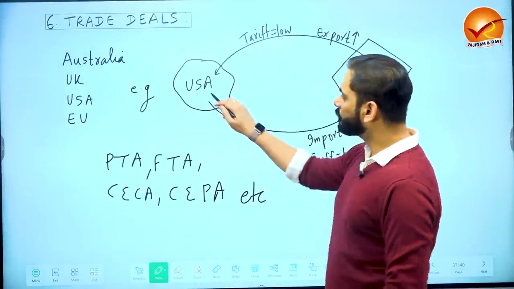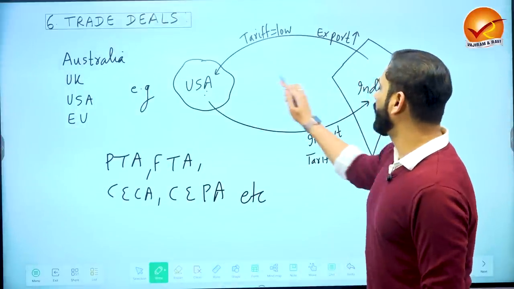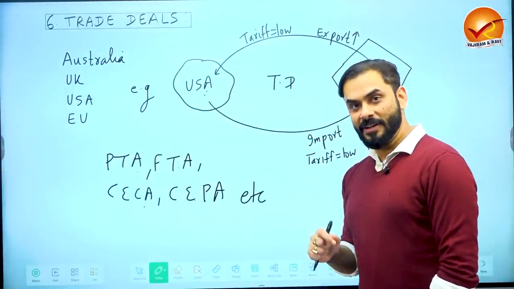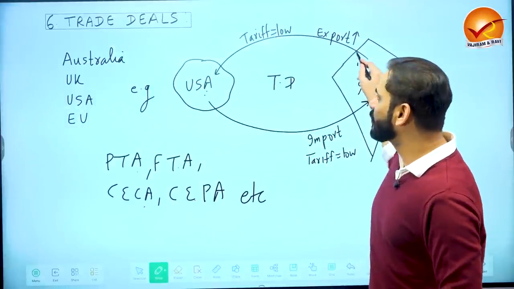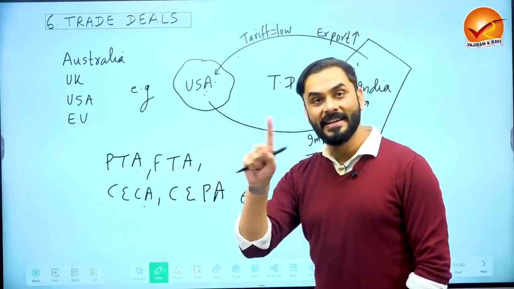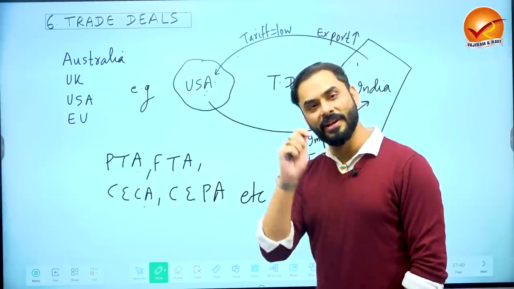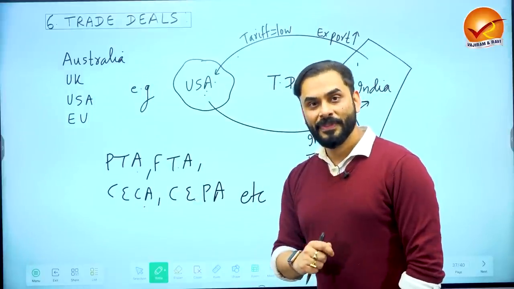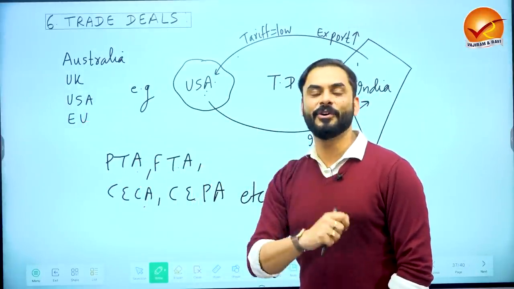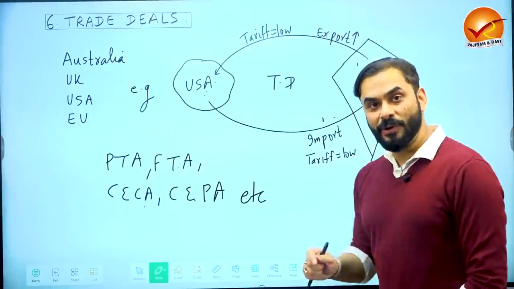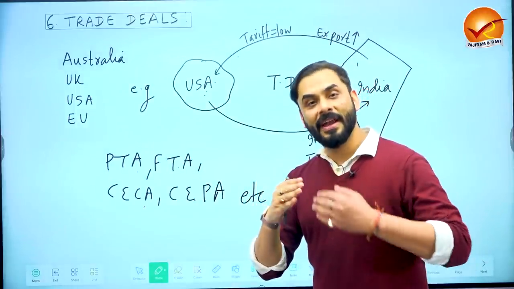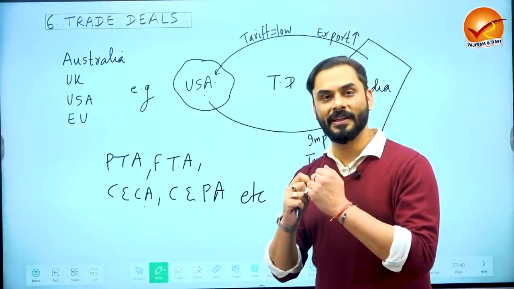So how does a trade deal look? Suppose this is USA and this is India. If both these countries sign a trade deal, which could be of any type, PTA, FTA, CECA, CEPA, etc., what will happen? One of the basic things is that if India exports something to the USA, suppose ice cream, the USA will not impose high tariffs on Indian ice cream. The USA will impose very low import duties on Indian goods, might even be zero. So our goods will easily enter the US market. Similarly, when the USA sends something to India, we will also impose low import duties on US goods. This will help increase the trade relationship and trade bond between two countries like India and USA.